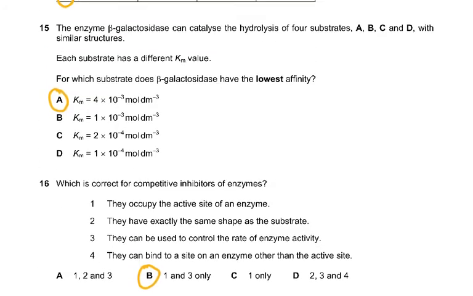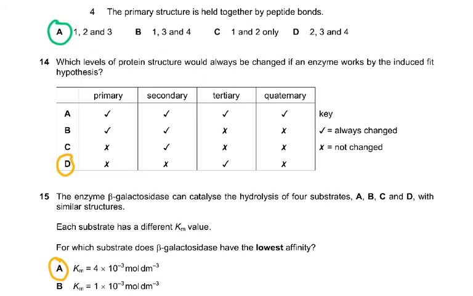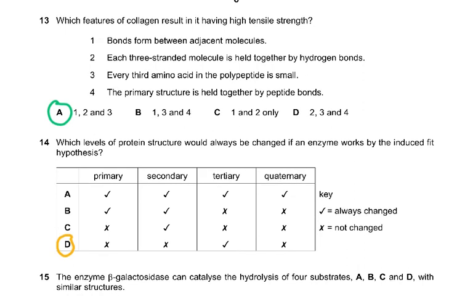Then coming to the next question, now we come on to question number 13. So in question number 13, which features of collagen result in it having a high tensile strength? Bonds form between adjacent molecules. Each three-stranded molecule is held together by hydrogen bonds. Every third amino acid in the polypeptide is small. The primary structure is held together by peptide bonds. So the important thing is that collagen is a fibrous protein. And of course, the answer to this was 1, 2, and 3.